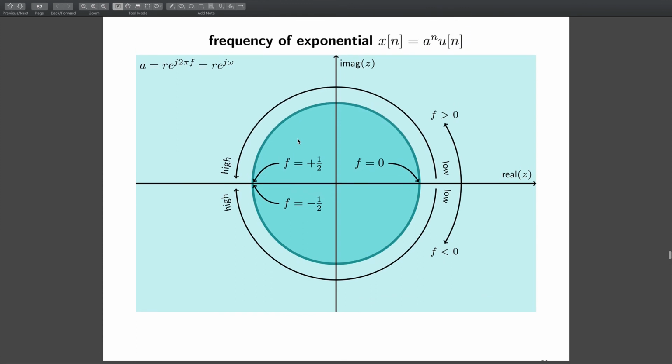This chart simply summarizes those ideas that we just talked about. High frequencies are frequencies near plus 1/2 or minus 1/2. Low frequencies are near 0.